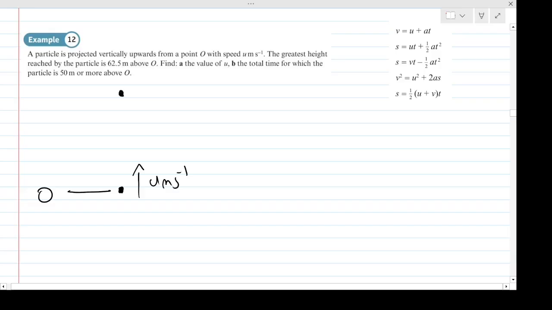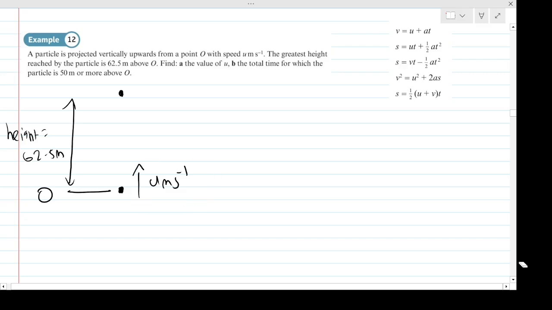Until this maximum height, so the maximum height it reaches in the air. What's the height going to be? I'm told it's 62.5 meters above O. So it wants me to find u.